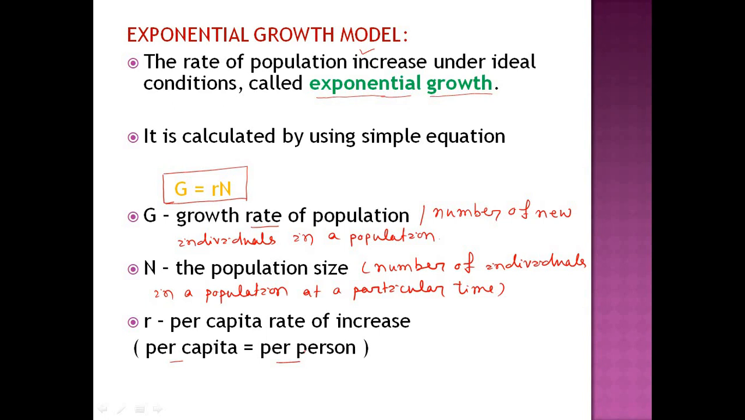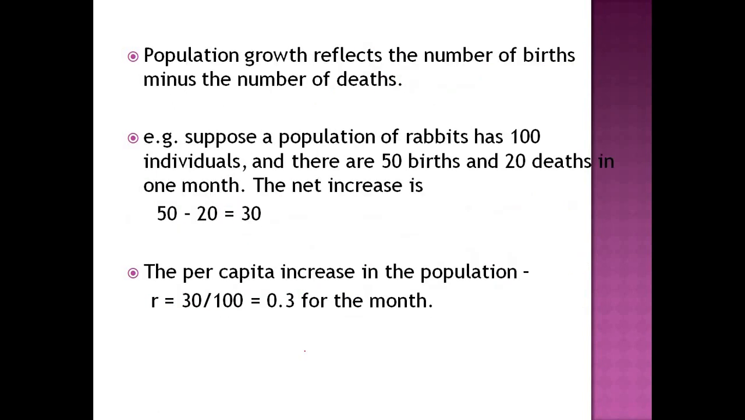This is the exponential growth model. From the name you can simply know that exponential growth means unlimited growth of individuals under favorable conditions. When favorable conditions are there, the population growth will be exponential. Here population growth reflects the number of births minus the number of deaths. That means, how can we know a population in a habitat is growing? Number of births, that is natality, minus mortality.